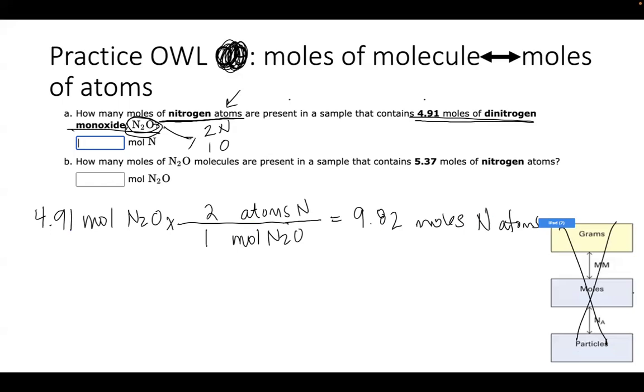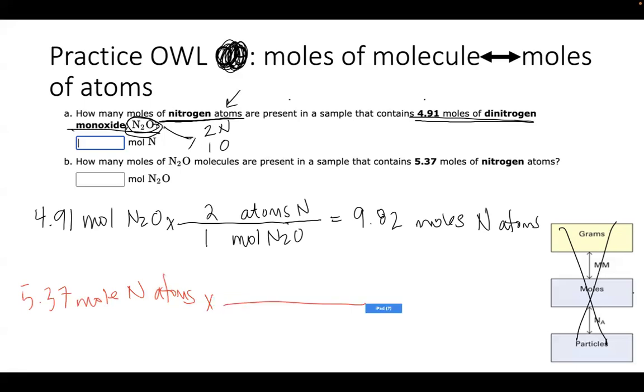All right, so that's A. We can do the same thing for B. I'm going to put it in red here. So B wants to know how many moles of the entire compound are present if we have a sample that has 5.34 moles of just nitrogen atoms. So same concept as A, but now we're starting with just the atoms. So we have 5.37 moles of just nitrogen atoms.